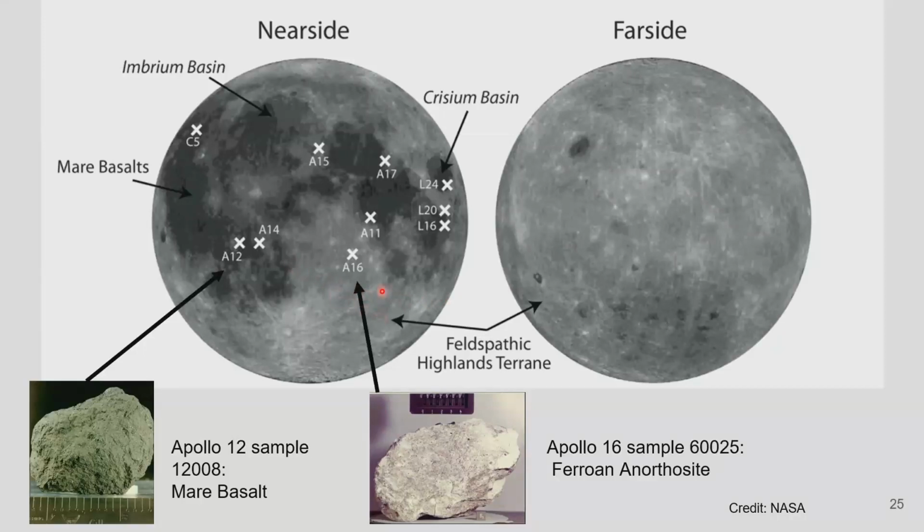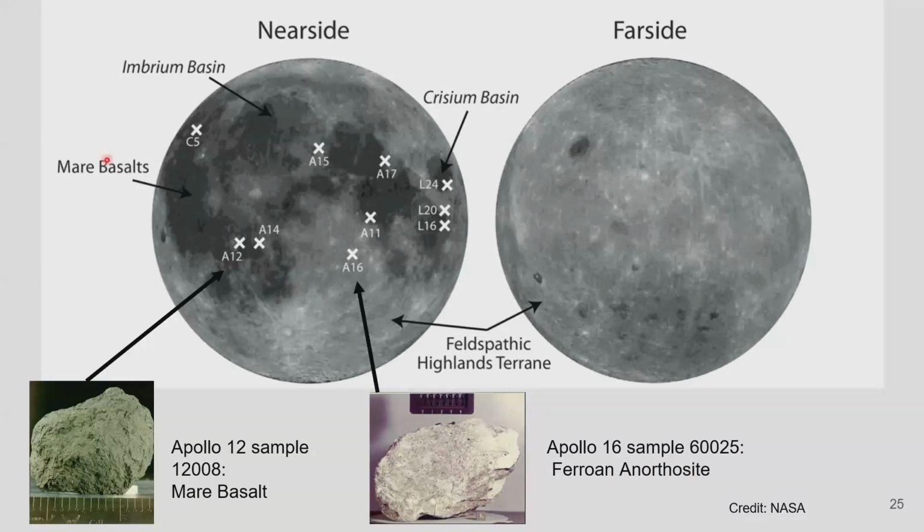We have this light gray material, which is called the feldspathic highlands terrain, or FHT for short. This is basically enriched in your anorthosites, or the plagioclase feldspar rich crust that I showed earlier in that model. And so when the Apollo astronauts brought back samples from these regions, we had something called ferroanorthosites. These are essentially the anorthosites that made up that crust.